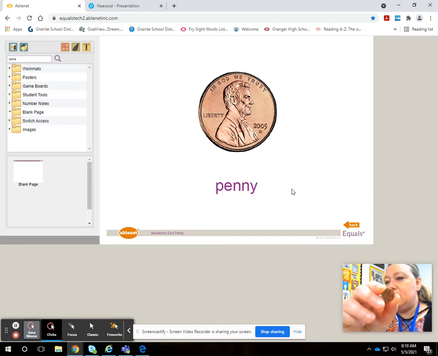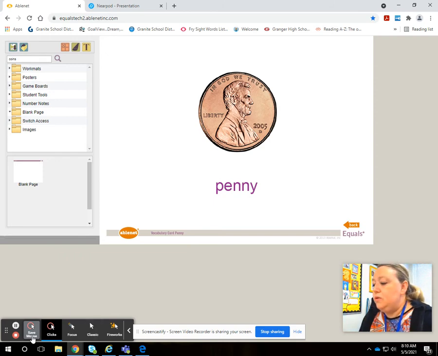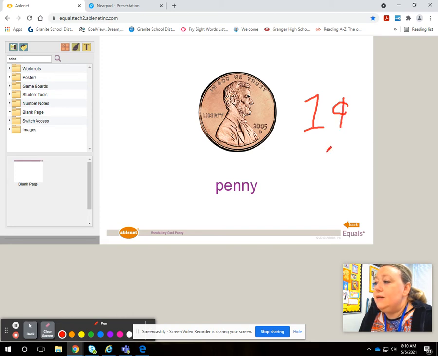If we look at the other side of the penny, we actually have a building. And I believe that this is the Lincoln Memorial on the other side. So one side is Abraham Lincoln. He was our 16th president. On the other side is the Lincoln Memorial, which is a building in Washington, D.C., that was built as a memorial to him. So this is a penny. A penny is worth 1 cent. So it would look like this, one with a cents sign, 1 cent.